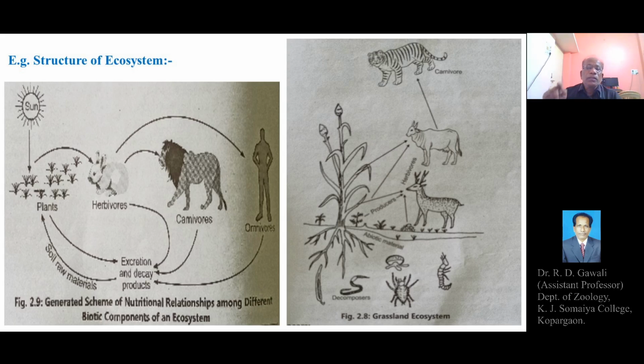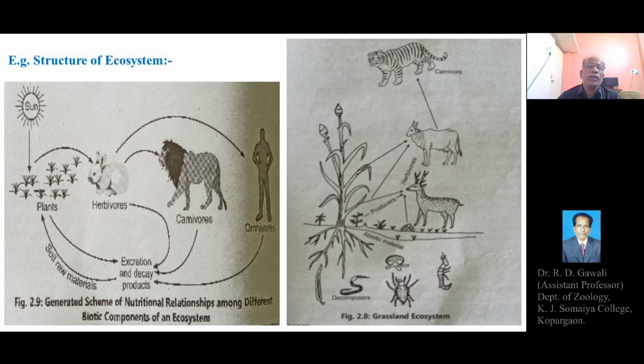So there is a nutritional relationship found among the different biotic components of an ecosystem. In the left hand side diagram or image, we can see the sun from the top side, from the left corner. Solar radiation, or solar energy, or sunlight is utilized by the plants for the process of photosynthesis, producing carbohydrates, and these plants are consumed by a herbivore like a rabbit.